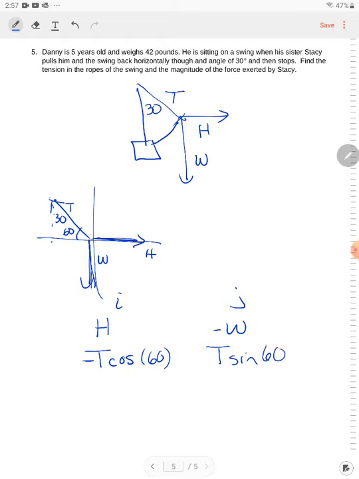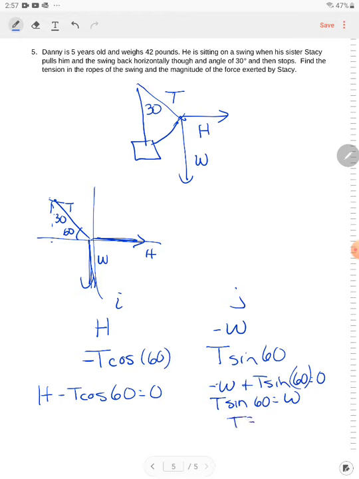So if we add those terms, we get what the forces would be. But because when we pull it back and pause it, it has to add up to 0, we would have these equations. H minus T cosine of 60 equals 0. And negative W plus T sine of 60 equals 0. We're going to find the tension first, and then plug that into the other equation. So T sine of 60 is equal to W.